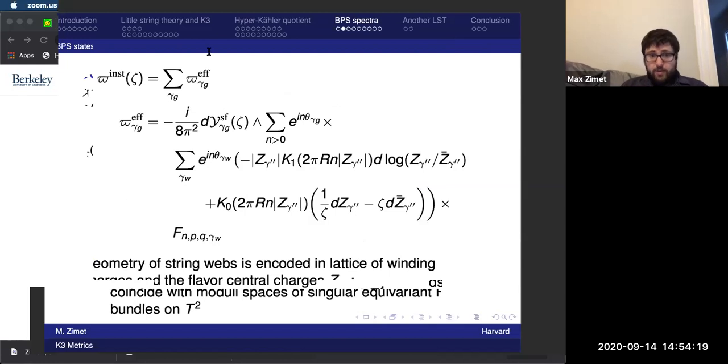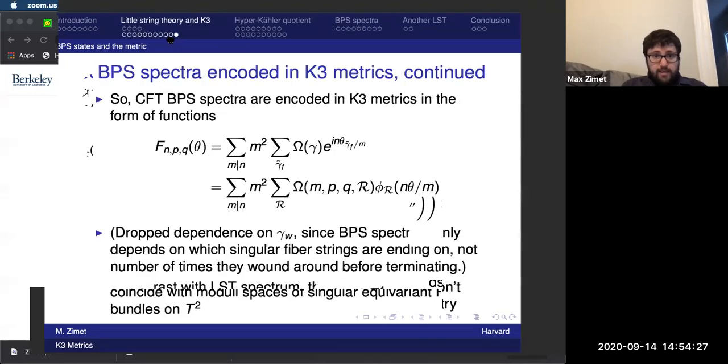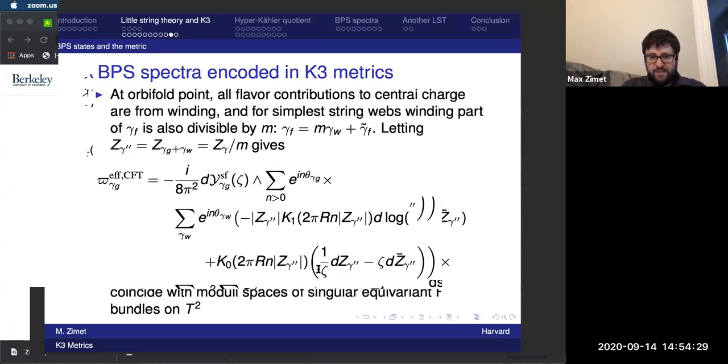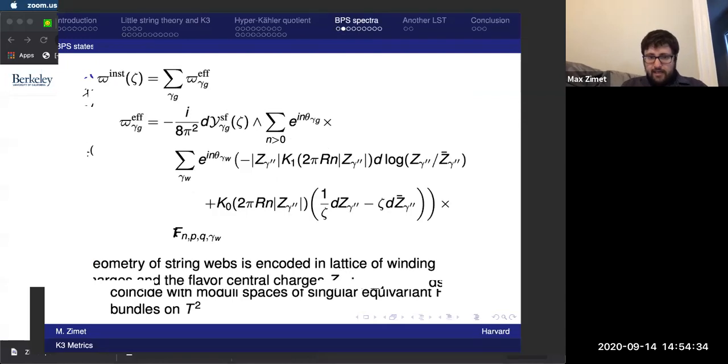Okay, so the result of doing this Poisson resummation is of this form, which, if we compare with this, you'll hopefully see they're the same. And there's just some function here, f. I'll explain what that function looks like in a second, but first let me just mention the geometry of those string webs is encoded in this lattice of winding charges here.